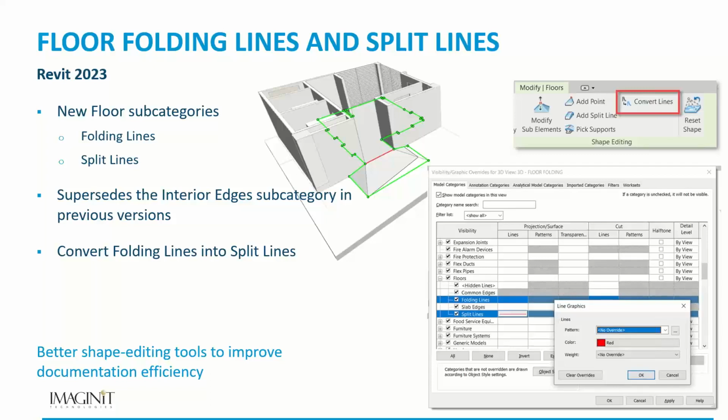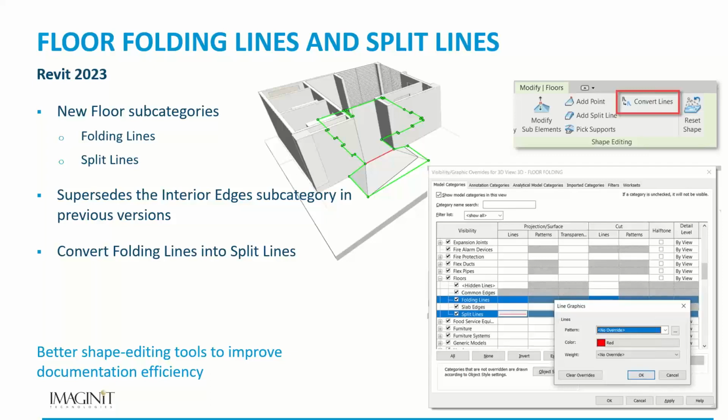Well, now what they've done is they've changed that. They've added two new subcomponents under floors: folding lines and split lines. So we know that we can add a split line, and now we have control over how we want to see it, and then the folding lines as well. The nice thing is that up on the ribbon, under shape editing, they've added a convert lines tool, which simply allows us to go back and forth between a folding line and a split line. If I select the folding line and tell it to convert, it converts to a split line. If I have a split line and I select it and tell it to convert lines, it becomes a folding line.